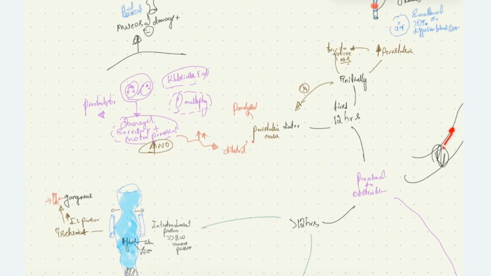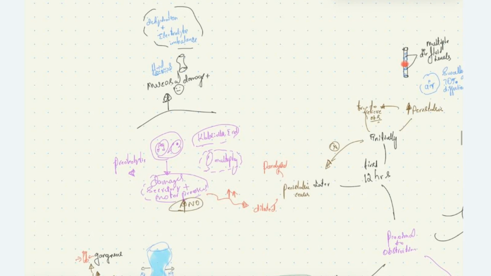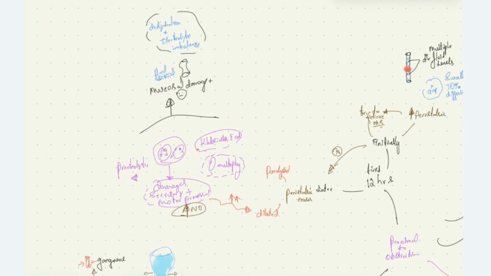There is dilation of the proximal bowel, and the resident bacteria like Klebsiella and E. coli will proliferate. This will elicit an inflammatory response from neutrophils and macrophages, and the proteolytic enzymes released by inflammatory cells will damage the secretory and motor processes of the intestine. It also causes an increase in local production of nitric oxide, which causes further dilatation of the proximal bowel.